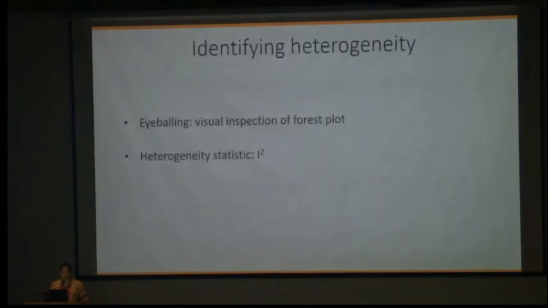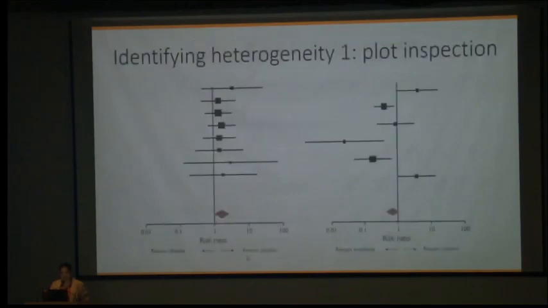How do you identify heterogeneity? And there are 2 very simple methods. It's nothing technical at all. The first is eyeballing, by just looking at the forest plot. Just take a look at the forest plot and that will tell you, I'll tell you what to look for. And the other is a statistic called the I-square statistic.